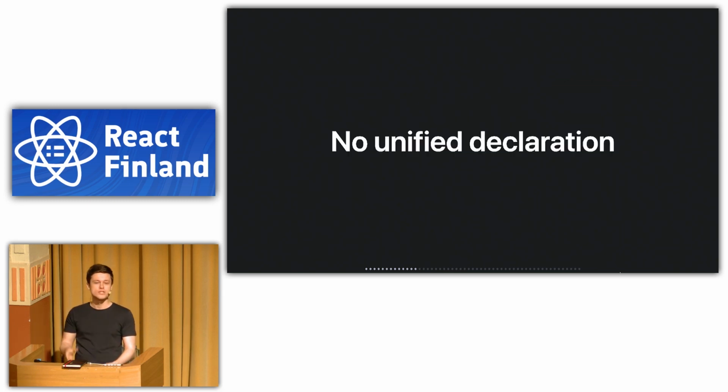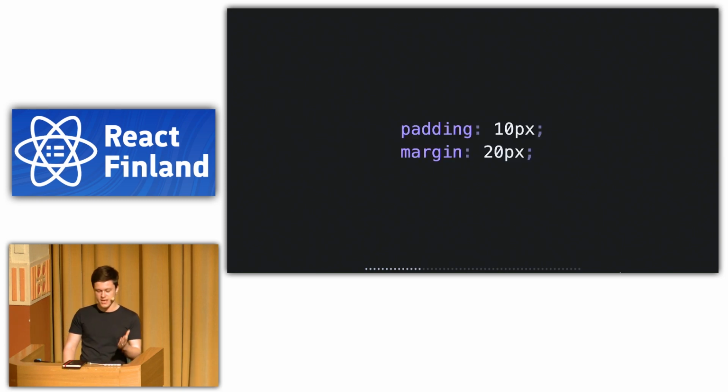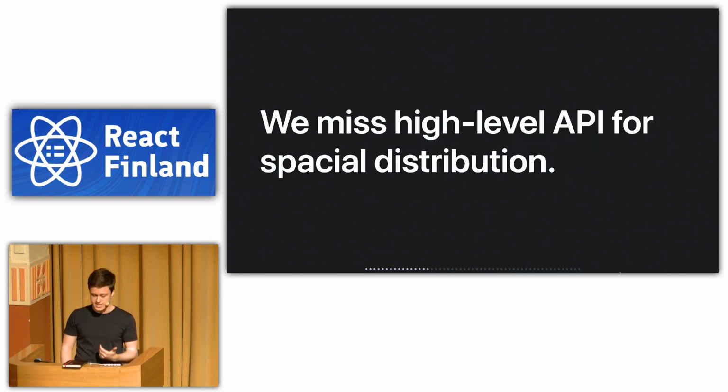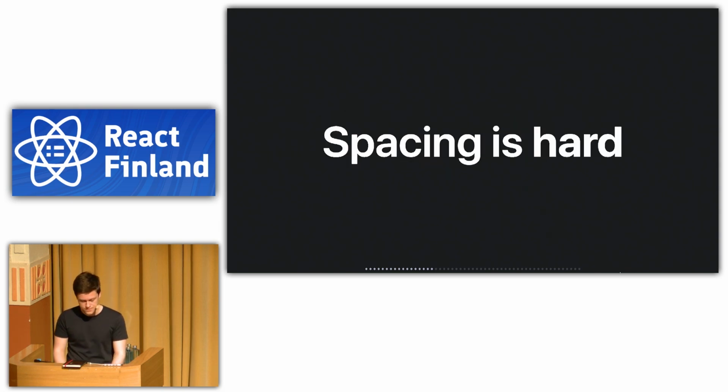And to make it worse, there is no single way how to declare spacing in our apps. Of course, you can say, hey, we have padding, margin, and a lot of other CSS props. And that's true, but it's the same as saying that document create element is enough to build efficient JavaScript interfaces. Of course, it's used under the hood, but what we miss is high-level API for spatial distribution. The same way React does for interfaces, we miss an API that would encourage us and lead us and restrict us if it's necessary to make sure that we build proper layouts that last.